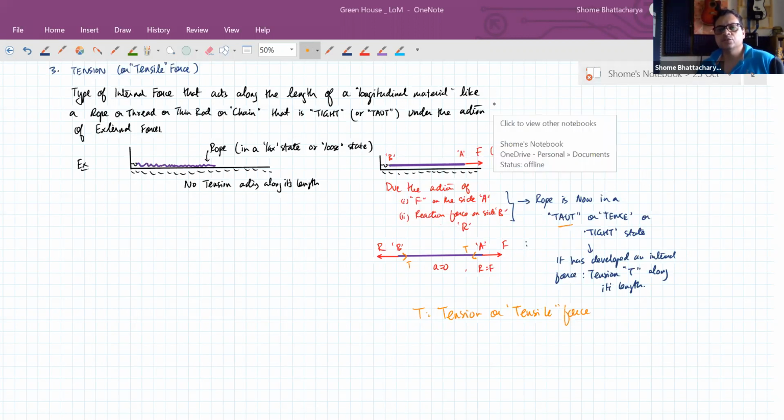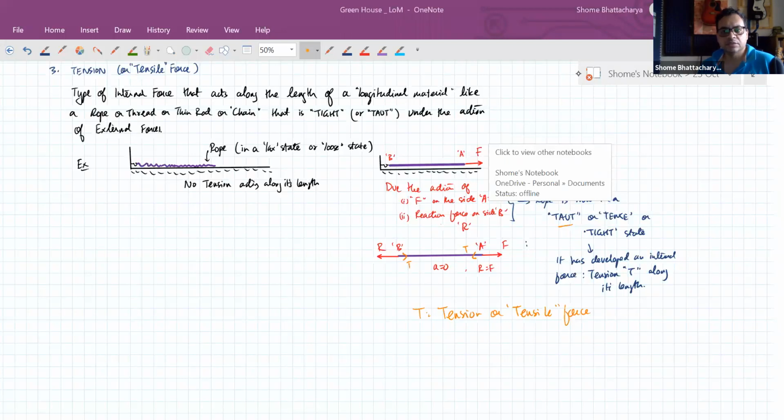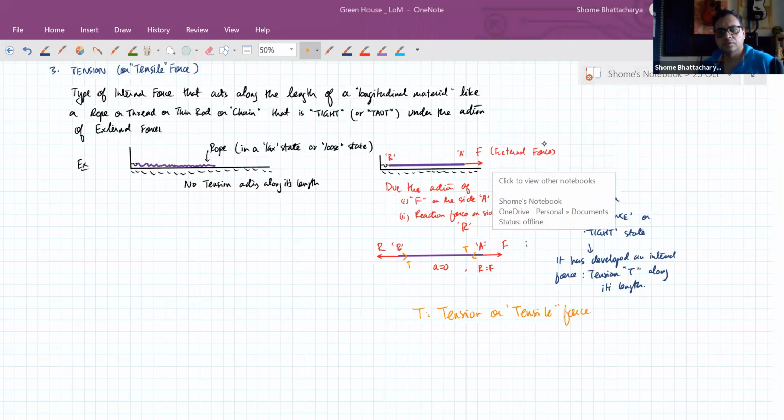So likewise, if you take any sort of material which is longitudinal, it could be made of plastic, wood, whatever, and it may or may not be made of elastic material which can stretch, but the moment you are applying external forces such that it has become tight or it is tending to get extended, it will develop this force of tension. Yes, once we leave it, it will return to the original.